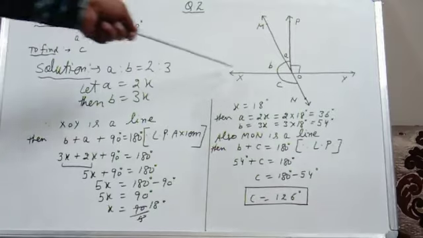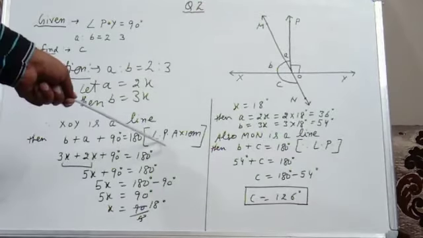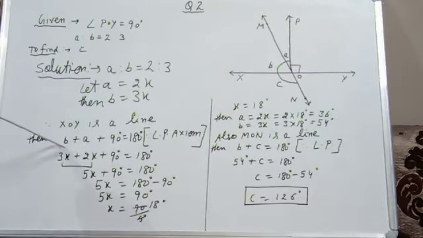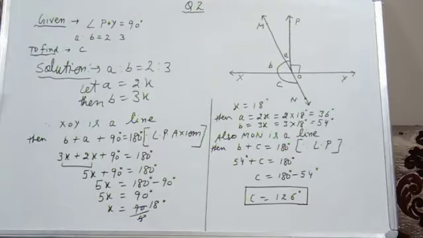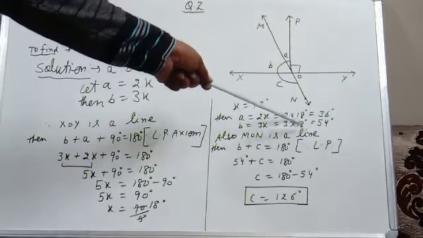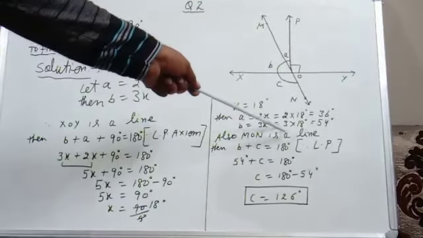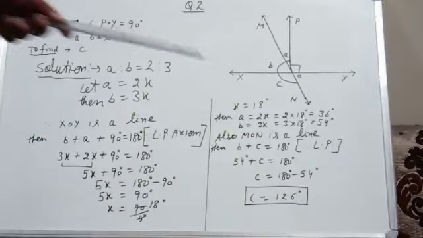Again, we take line XOY: B plus A plus 90 equals 180, by linear pair axiom. We write the values of B and A, then solve, and by solution we get the value of x. But we want the value of C. So after getting the value of x, write down A and B again. A is 2x, so in place of x we write 18, and the value of angle A is 36. Then B is 3x, in place of x we write 18, and this value is 54. So the value of A is 36 and the value of B is 54.